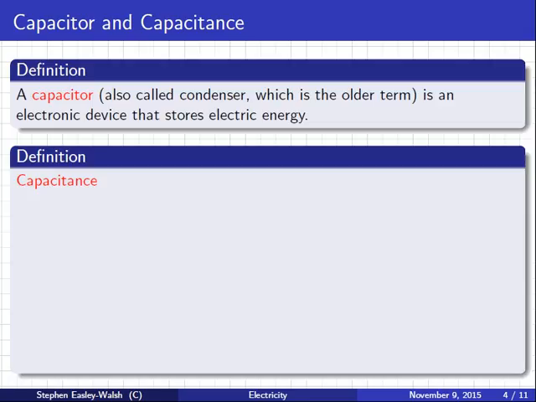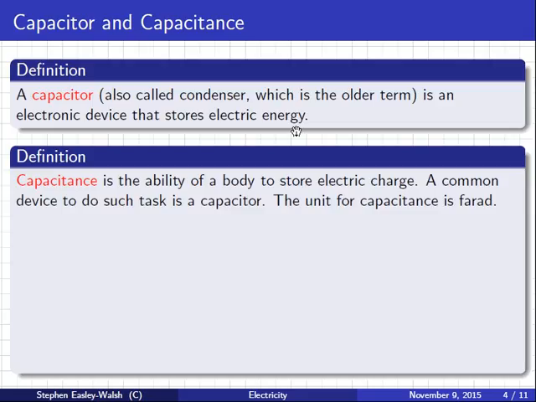So capacitance is what we use to measure how big the capacitor is. So capacitance is the ability to store electric charge. A common device to do this is the capacitor. And the unit for capacitance is the farad. So mathematically the formula is capacitance is the charge the capacitor can hold divided by the voltage around the capacitor.